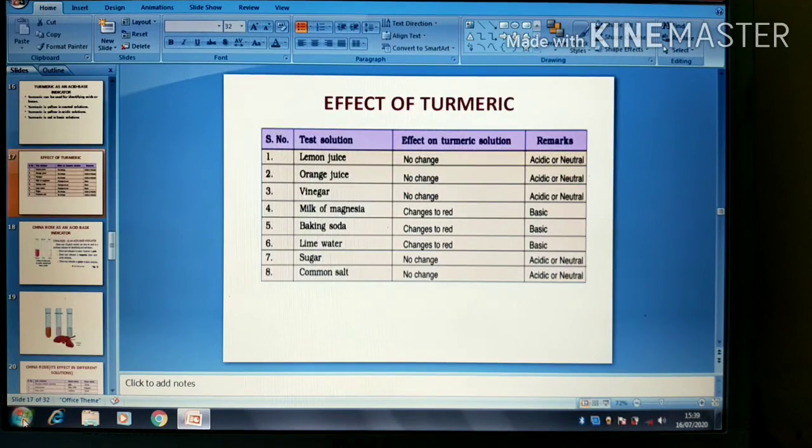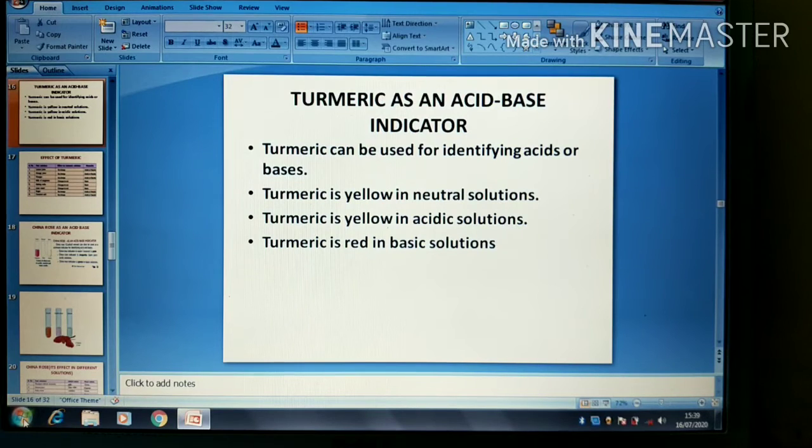Then coming to turmeric as an acid-base indicator. Turmeric can be used for identifying acids or bases. Generally, turmeric is yellow in neutral solution. Turmeric is also yellow in acidic solution, but in basic solution, turmeric turns red. So you have to remember that in basic solution or when added to bases, turmeric always turns red.